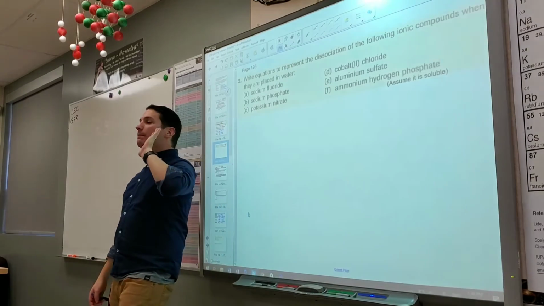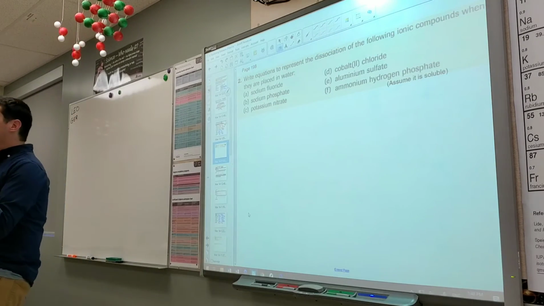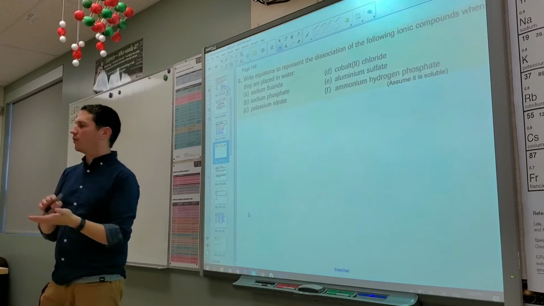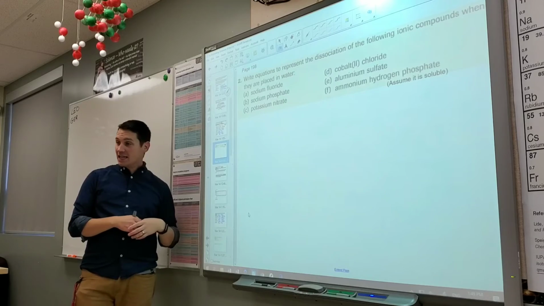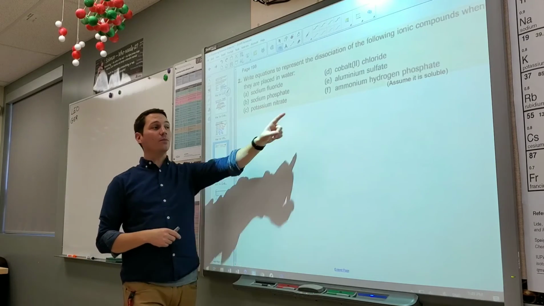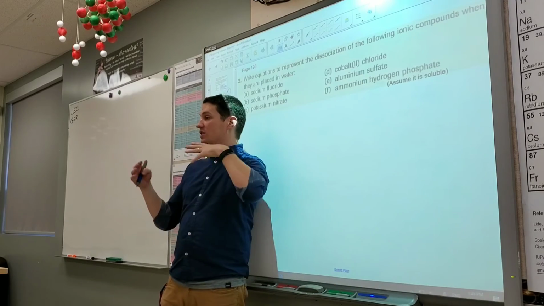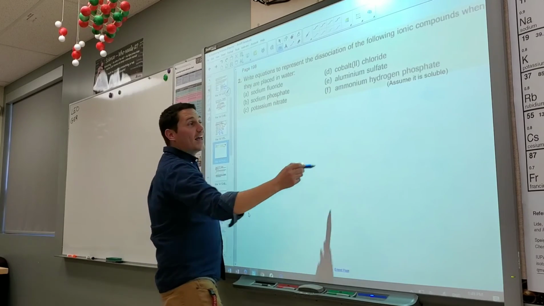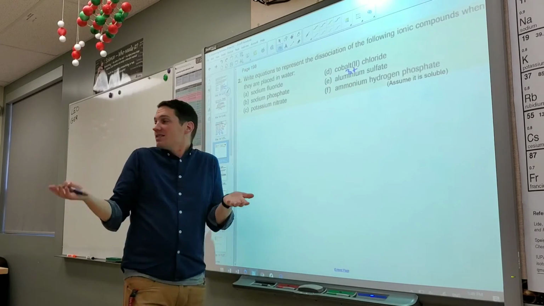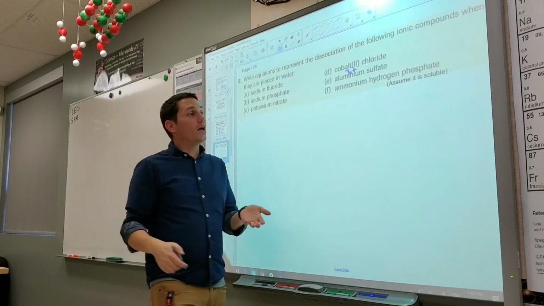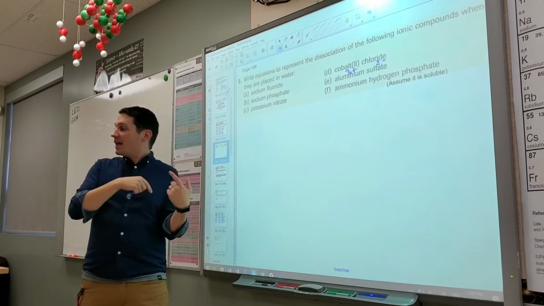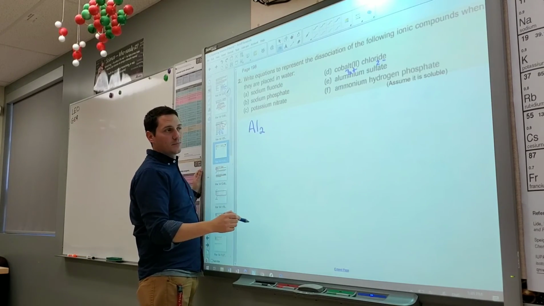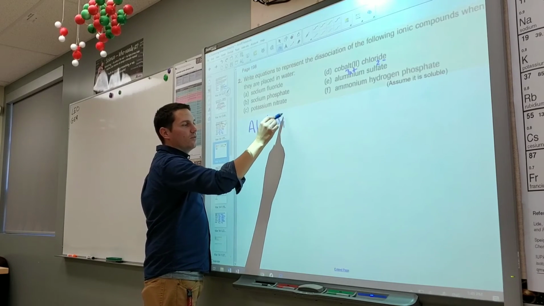What was the most important thing that we talked about at the very beginning of the semester? Was it more important to go from a formula to a name or a name to a formula? A name to a formula. That was way more important. Do you know what aluminium sulfate looks like as a formula? It's got Al, but Al is a 3+ ion, right? And sulfate is a 2 negative. So how many Al's and how many SO4's do we need? We need 2 Al's and we need 3 SO4's.